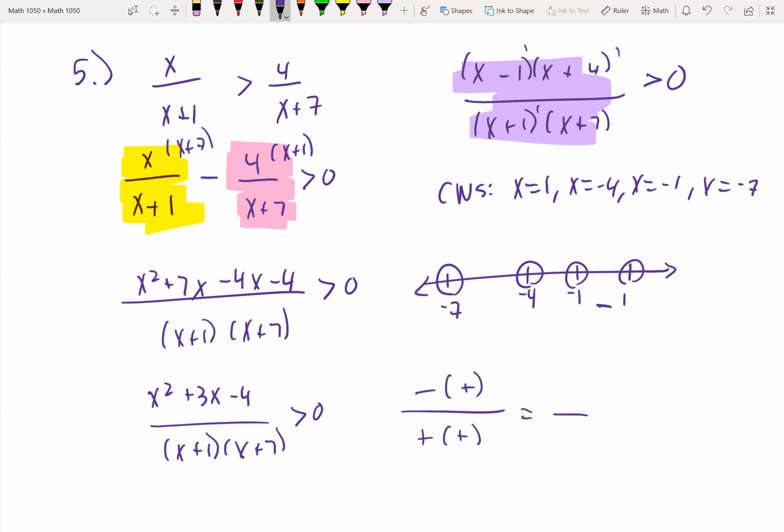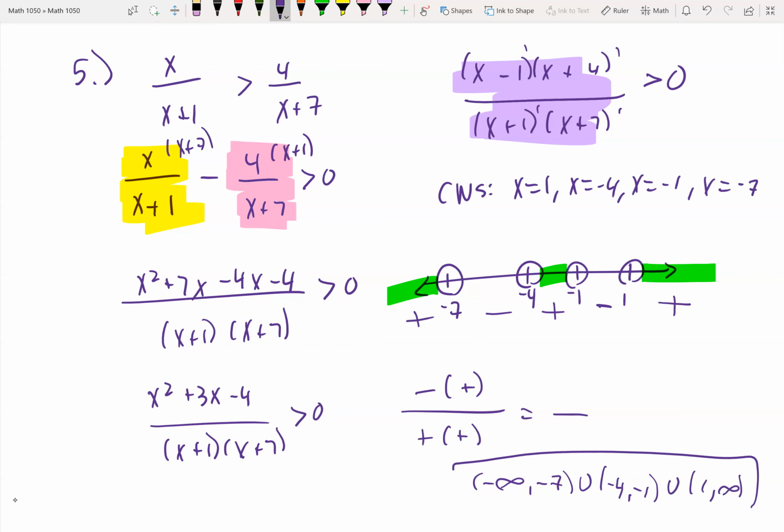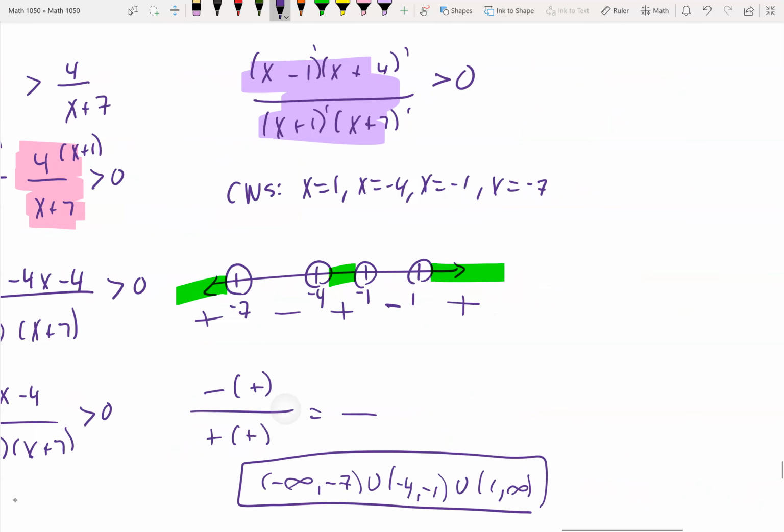So anyway, all the exponents are 1s, so the signs are going to alternate. So it's plus, minus, plus, minus, plus. Greater than means positive, so that would be here and here and here. So in interval form, it's negative infinity to negative 7 with a parenthesis, union negative 4 to negative 1 with a parenthesis, union 1 to infinity, everything's parentheses, so there's your answer.